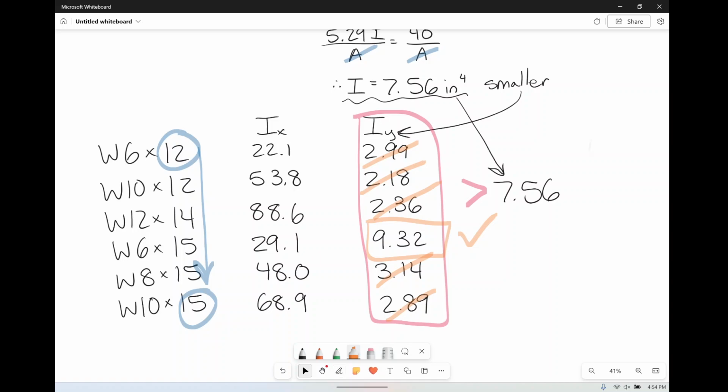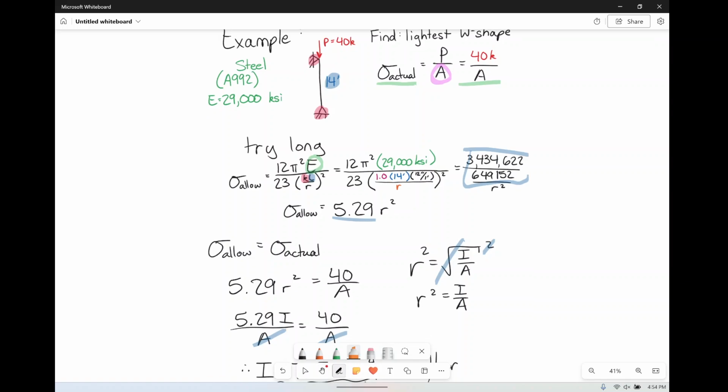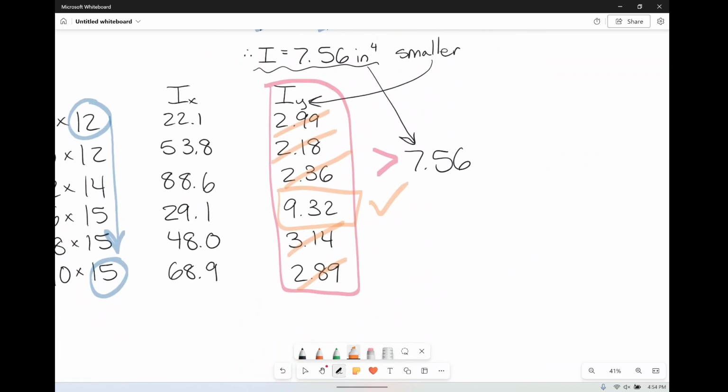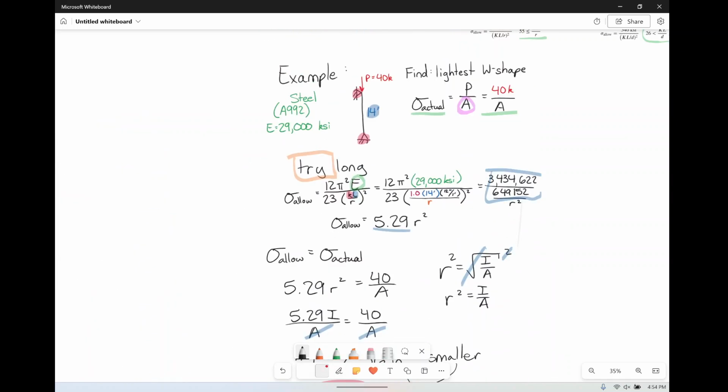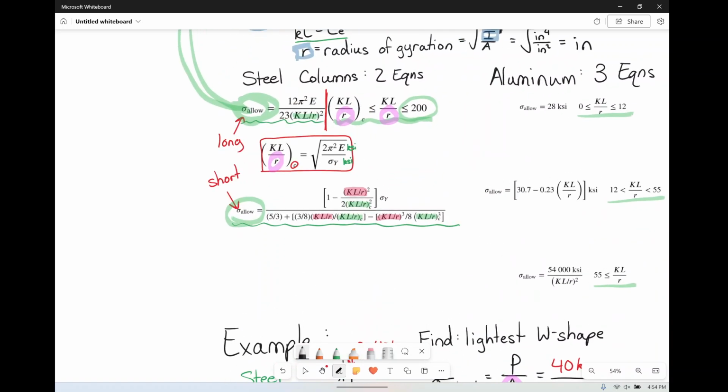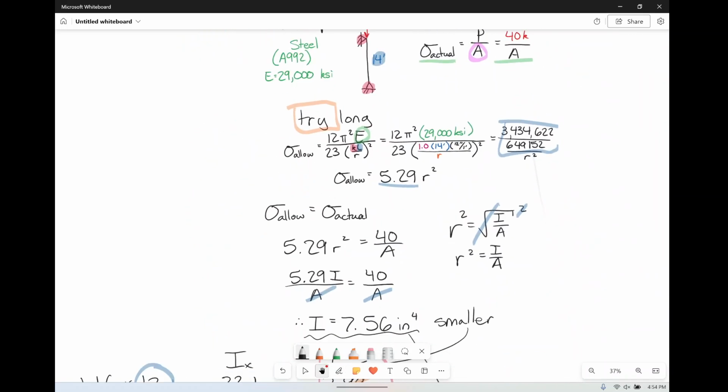In order to be able to use our long column equation, which we said we were hoping to use, we had a little condition. We said that KL over r has to be greater than KL over r critical. Okay, what was KL over r critical again? Way back up here, we had an equation for it: the square root of 2 pi squared times E divided by sigma y. What does that actually give us?